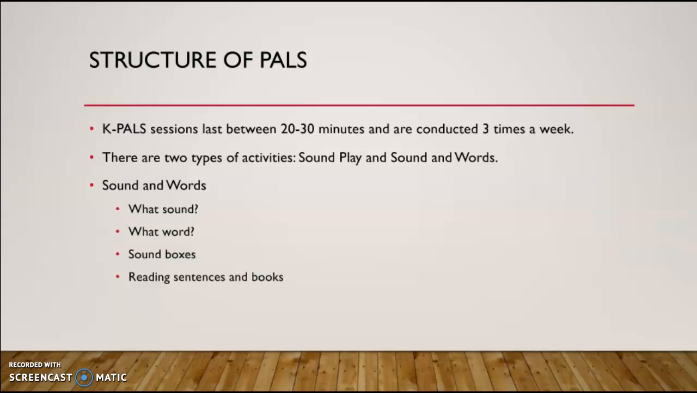So K-PALS sessions last between 20 to 30 minutes and are conducted minimally 3 times a week. There are 2 types of activities, sound play and sound and words. This PD will focus on the sound and words activities. There are 4 activities. What sound, what word, sound boxes, and reading sentences and books.